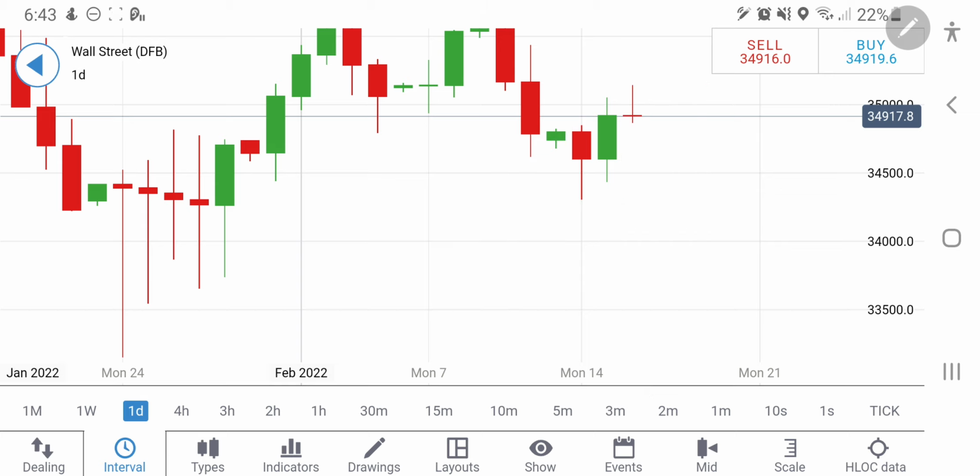So mark my words, if it breaks below 34,800, the next target is 34,660, then 34,600, and on the downside it will break till towards 34,400 and 300 levels also.